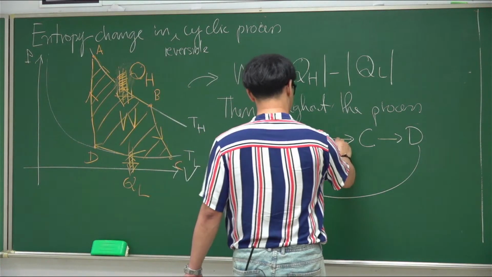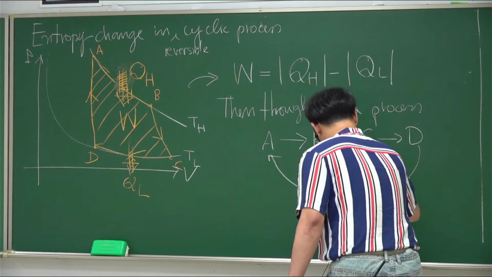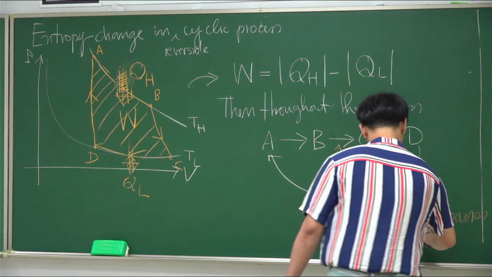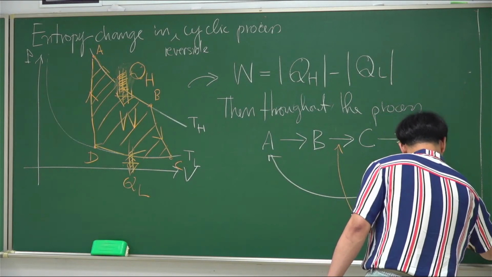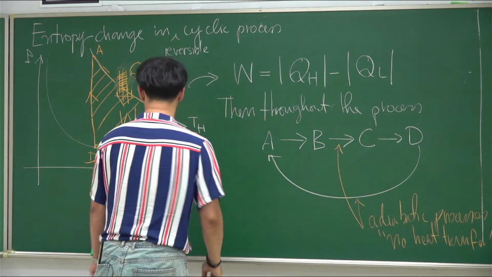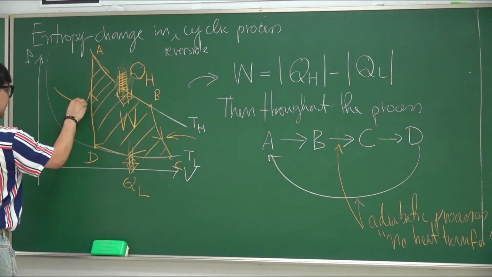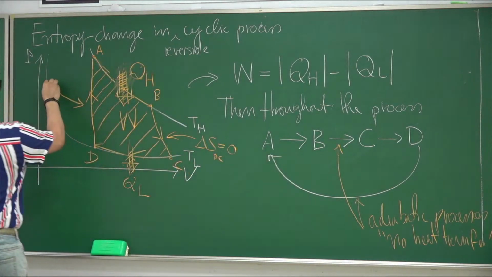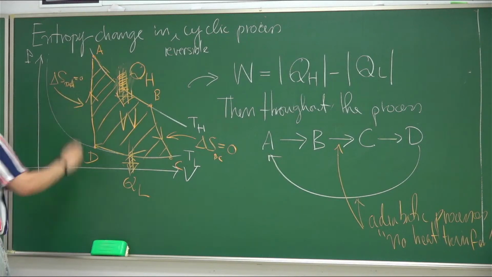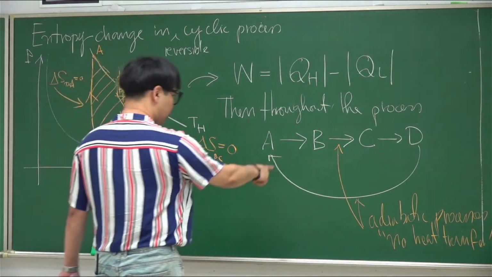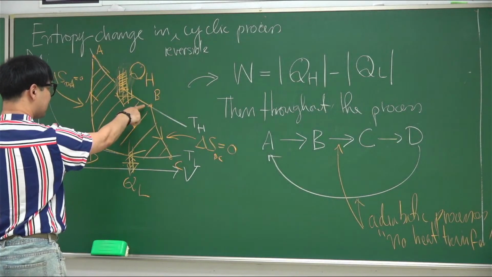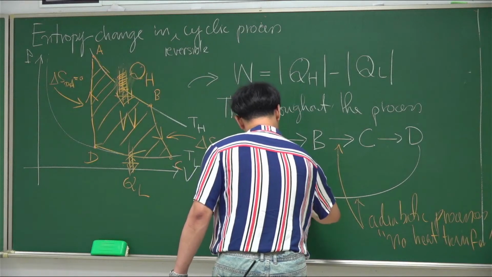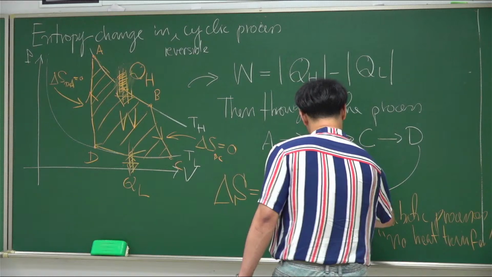This is an adiabatic process, so there is no heat transfer. It means that in this bit and this bit there is no change of entropy, so delta S for BC and DA is zero, because there is no change of entropy. The change of entropy comes from the isothermal expansion and isothermal contraction.